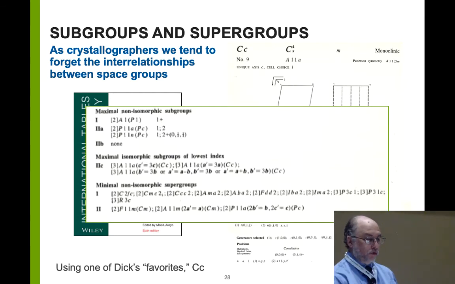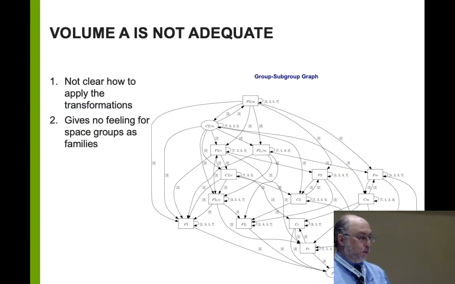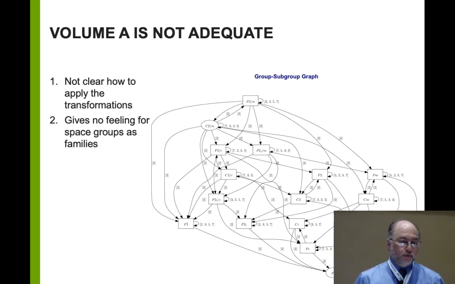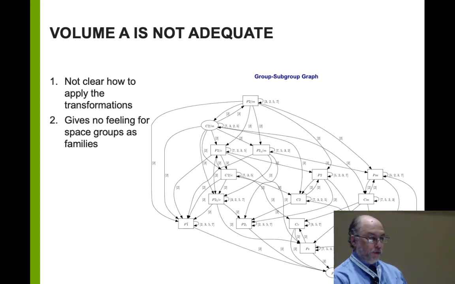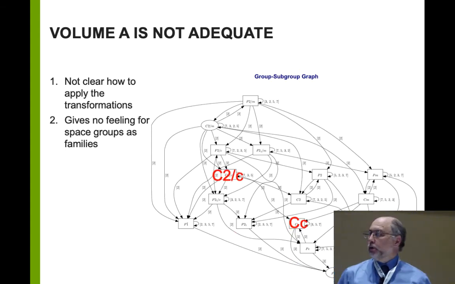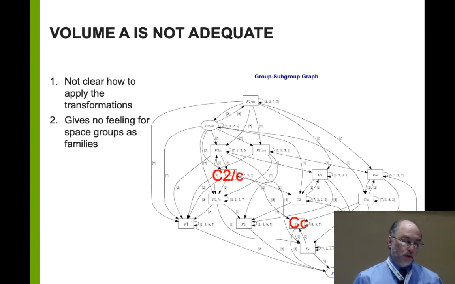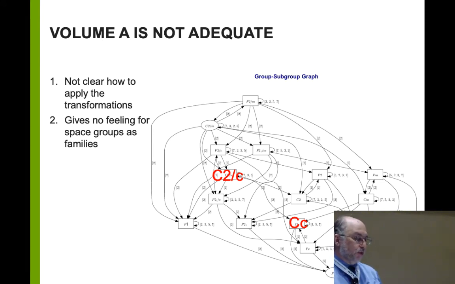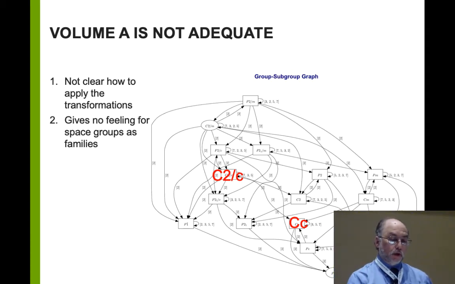And frankly, for this, volume A is just simply not adequate. It doesn't tell you how to do the transformations, and it gives you no feeling for the families that are created by the interrelationship of space groups. So there you see CC, and you see how it's interrelated to one of Dick's favorites, which is C2 on C. And that family nature is the concept behind subgroups and supergroups.